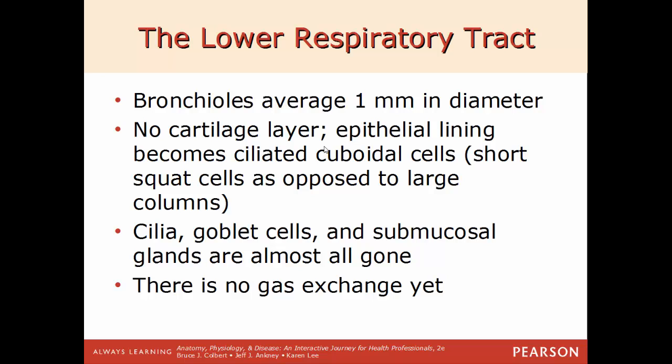And the bronchioles will average about 1 millimeter in diameter. There is no layer of cartilage here in bronchioles. What you have is the epithelial lining will become more ciliated cuboidal, as opposed to having long column-shaped cells. So they become more cube-shaped as opposed to column-shaped. Also at this point, the cilia, the goblet cells, and the submucosal glands are almost all gone. But you still don't have any gas exchange happening just yet.